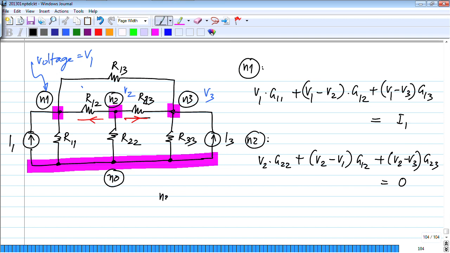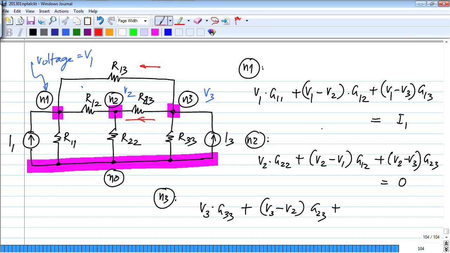Okay. And finally, at node N3, I have the current through R33, which is V3 times G33 plus the current through R23. Again, I will take it flowing away from node N3, okay? That is, I will look at the current in this direction and that would be V3 minus V2 times G23, okay? Plus, finally, the current through R13, that is equal to V3 minus V1 times G13, and this has to be equal to the total current contributed by independent current sources flowing into the node, and that is equal to I3.